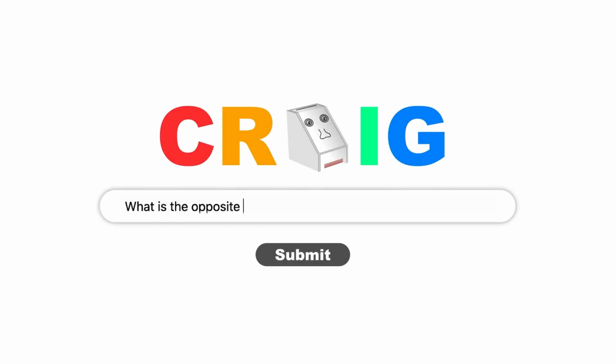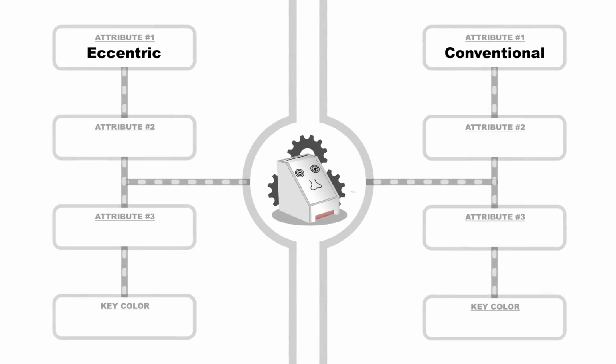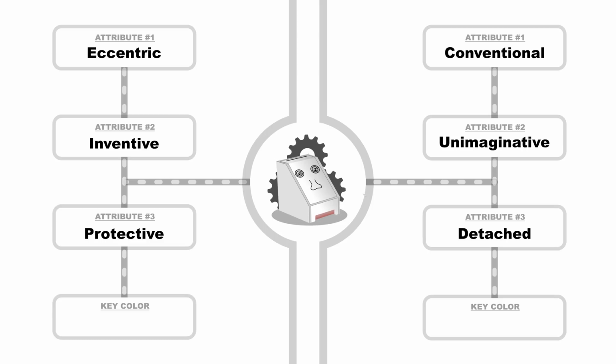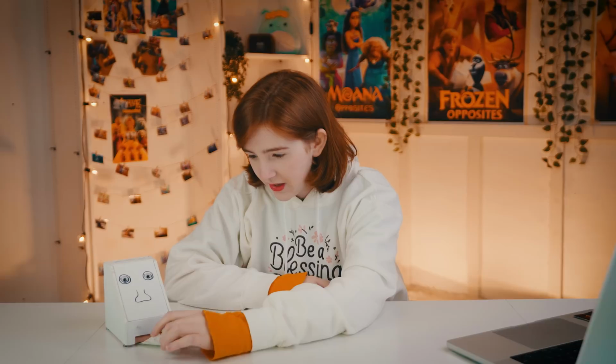Craig, with this information, what is the opposite of eccentric, inventive, and protective? And the color brown. So according to Craig, the opposite of eccentric is conventional, the opposite of inventive is unimaginative, and the opposite of protective is detached. And the opposite color of brown is teal, because brown is technically dark orange, and the opposite of orange is blue. Okay, Craig, let's see this opposite version of Maurice.